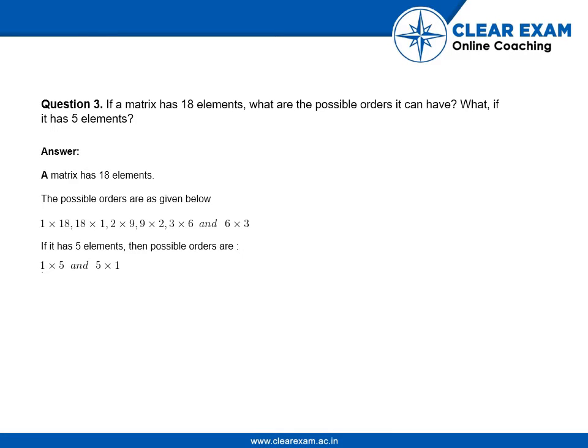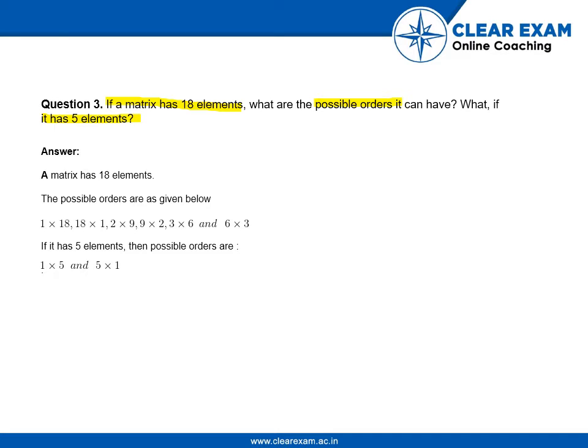Welcome back, guys. Now we have a question from the topic matrices, and let us see what is the question. The question is that if a matrix has 18 elements, we have to find the possible orders for this matrix. And the second part is we have to find the order if it has 5 elements. So let us see.